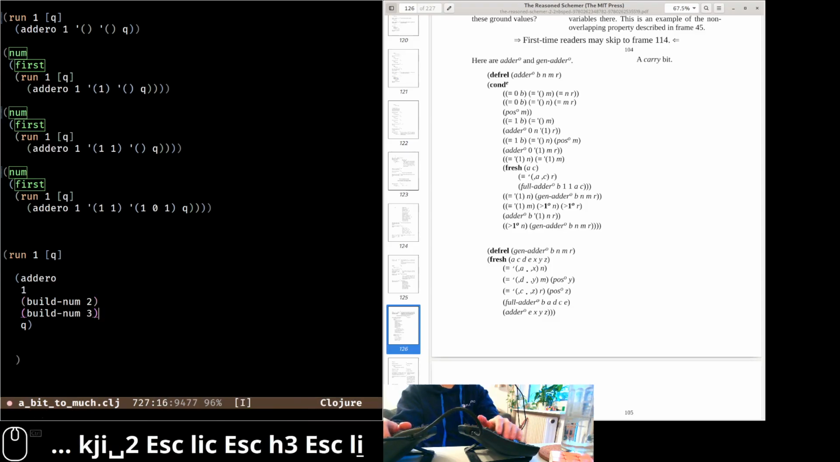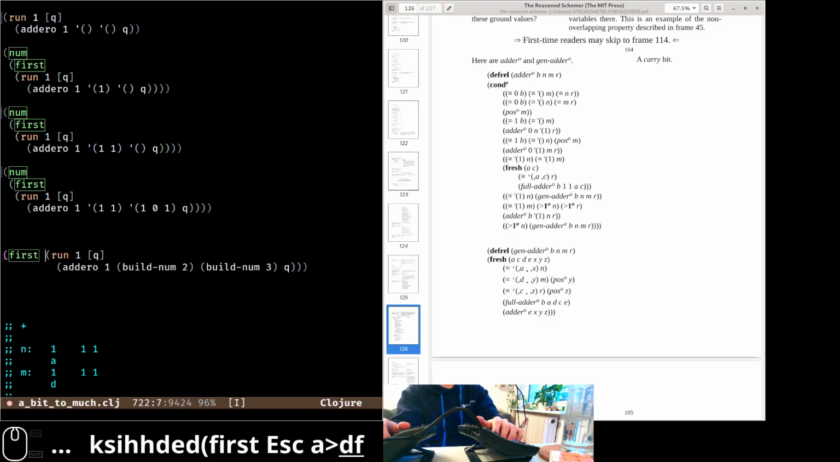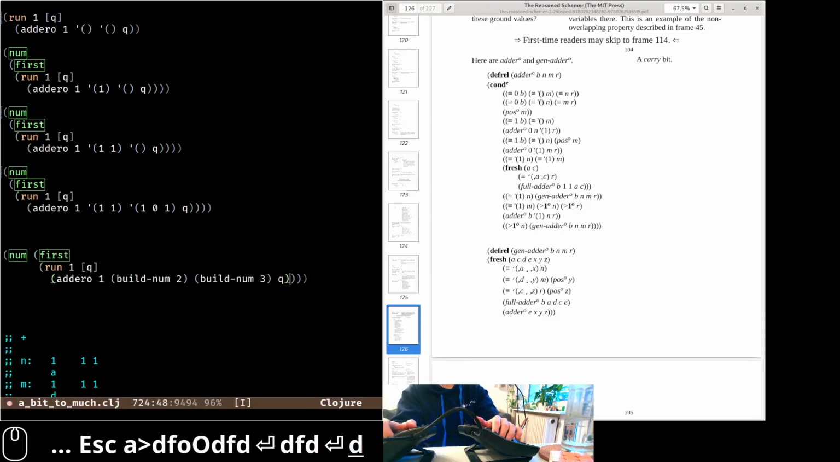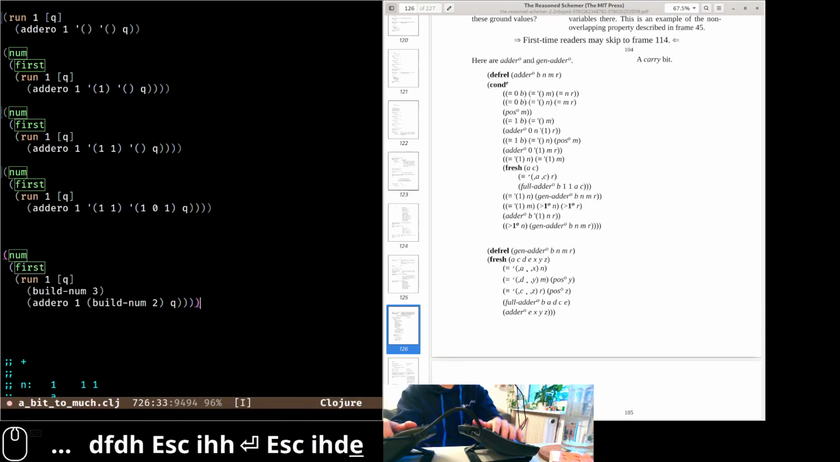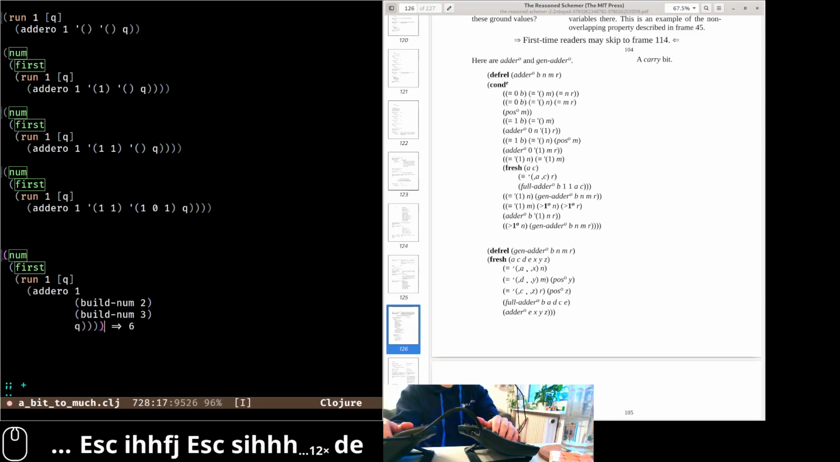Okay. Build num. Say 2 and 3. Okay, this is 5, right? Yeah. Put it into symbolic domain or my domain. Clojure domain. Oh, error. Error now. Oops. So I accidentally... 6. I guess that's true.